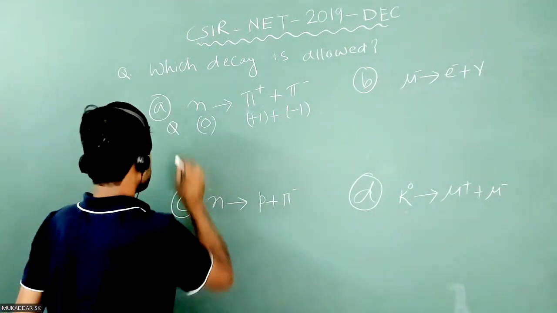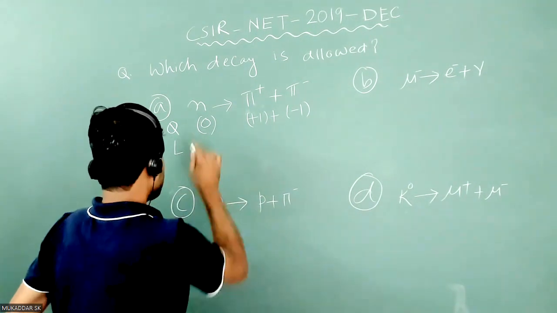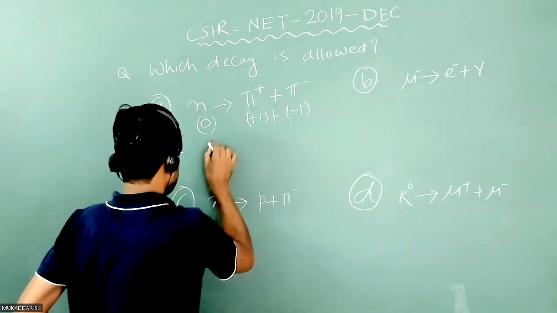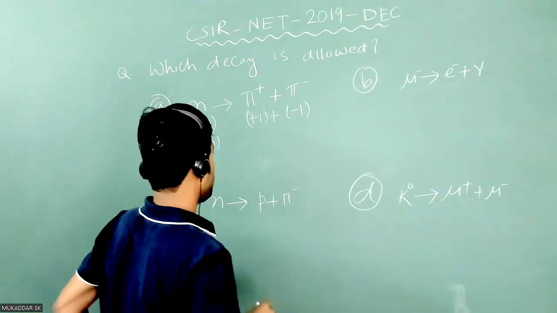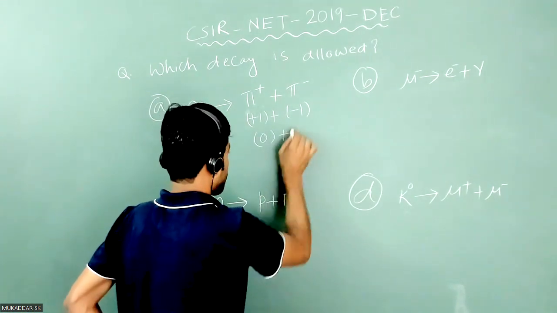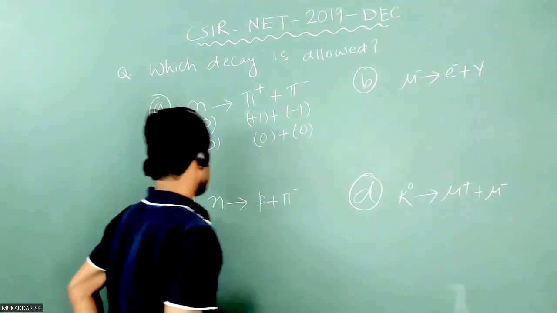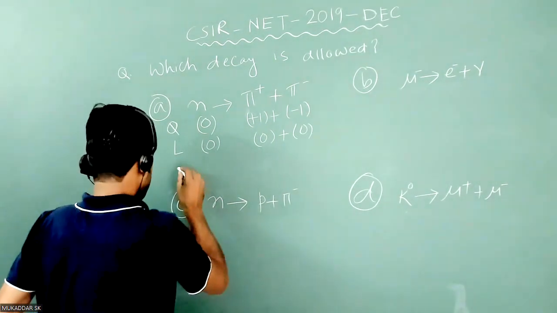Now we'll check lepton conservation, denoted by capital L. Neutron is not a leptonic particle, so obviously this number will be 0. On the right hand side, pi plus and pi minus, again this number will be 0. So it means L is conserved. Now we'll check baryon conservation.